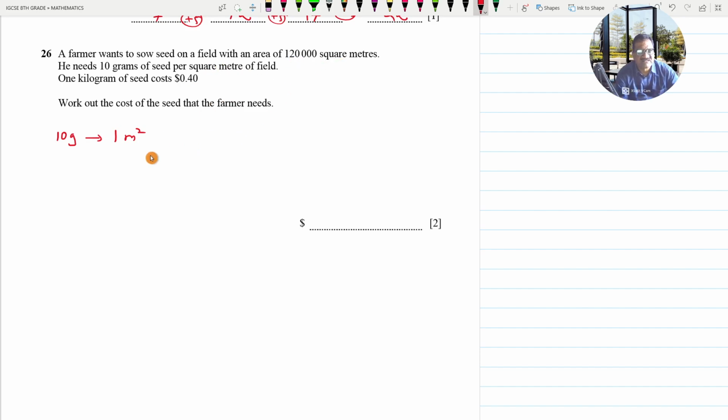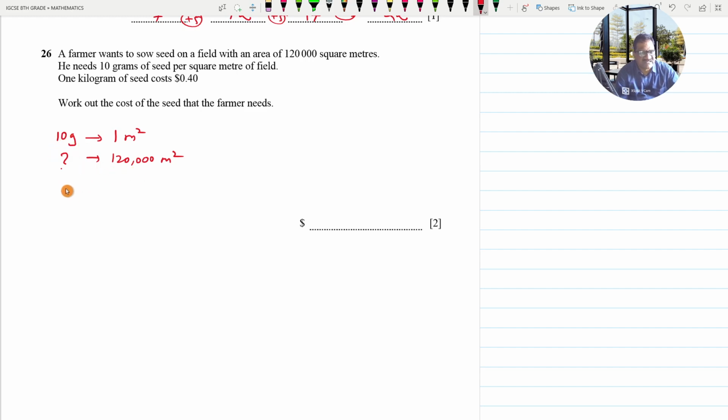And he has a field which is 120,000 square meters. So how much seed will be needed? Let us first calculate the amount of seed needed, and then we can calculate the cost of the seed at the rate of $0.40. So first let us calculate how much seed will be needed.